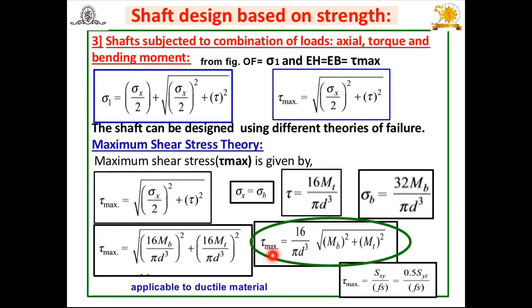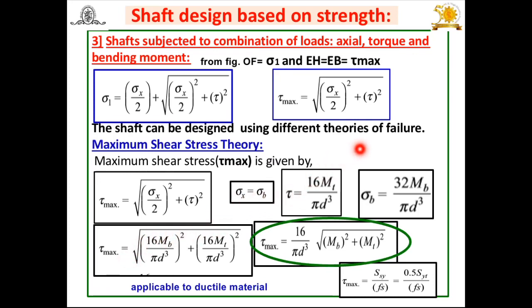Now in this case, the value of tau max is equal to Ssy upon FOS. FOS means factor of safety, Ssy means yield shear stress. But yield shear stress is equal to 0.5 Syt. Ssy means 0.5 Syt upon FOS. So you can substitute tau max is equal to 0.5 Syt upon FOS, then you will get the d, that is the diameter of the shaft. Again here, the maximum shear stress theory is applicable to ductile material. Try to understand, it is applicable to ductile material.